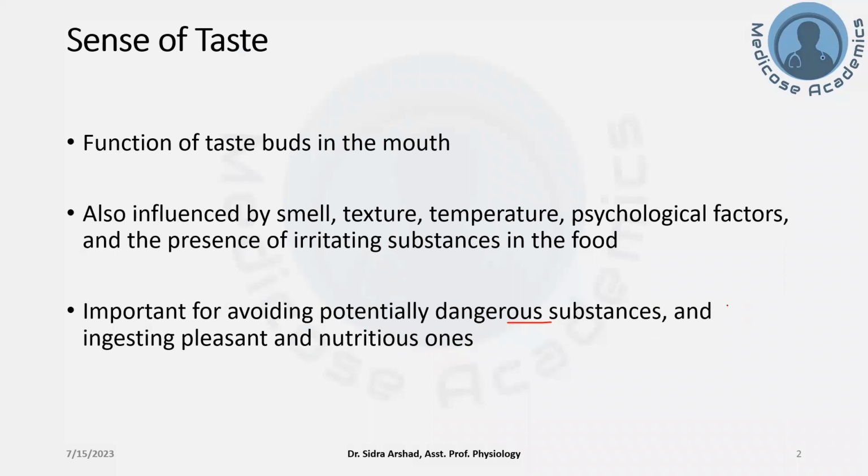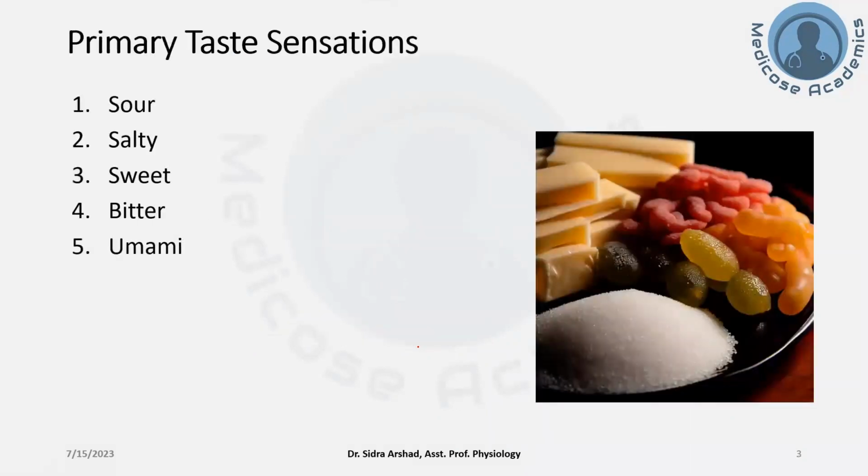This entire phenomenon is known as taste preference. It is a complex process which involves the CNS as well, and through this process, an individual selects the best possible tasting food substances. So this is the importance of taste in a human being. Let's look at the primary taste sensations. The primary taste sensations are sour, salty, sweet, bitter, and umami.